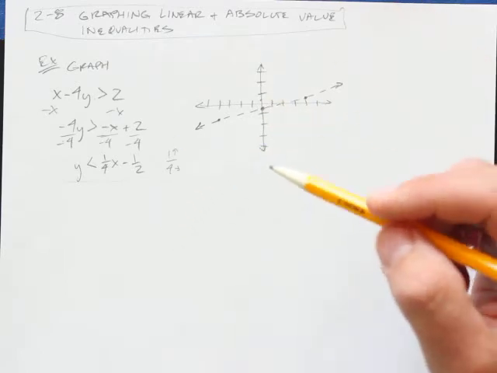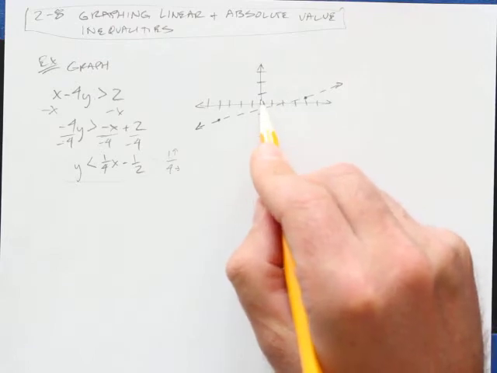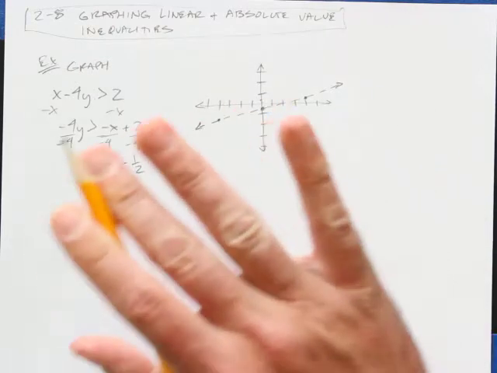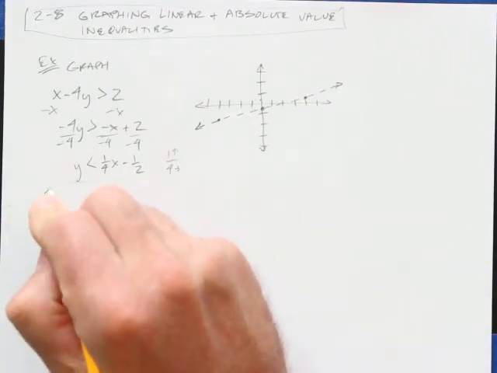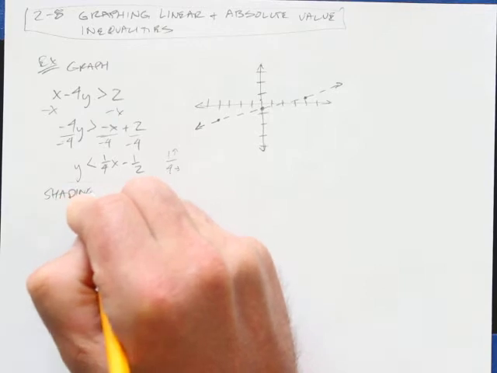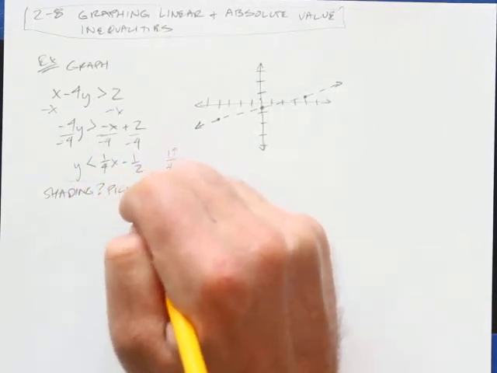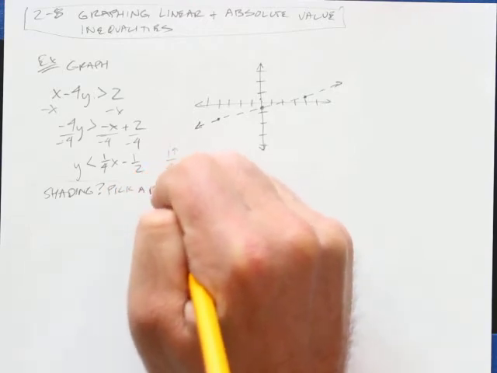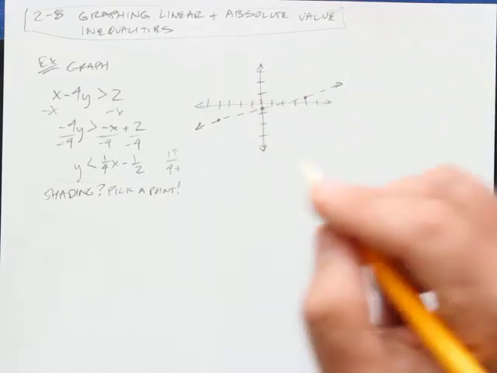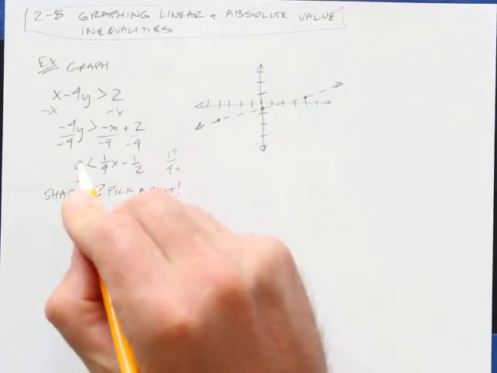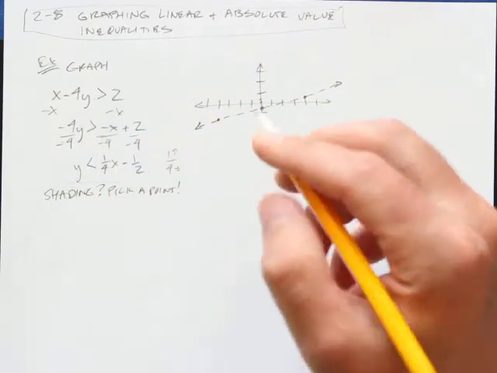So here's one thing I can do. I can plug in a value. So how about I plug in a value? Let's plug in 0, 0. I just choose a point. So maybe make a little note here. Shading, pick a point. All right, so I pick a point. So I'm going to pick 0, 0. So I'm just going to plug 0, 0 in here. If it makes sense, then I shade on that side. If it doesn't make sense, then I shade on the other side.